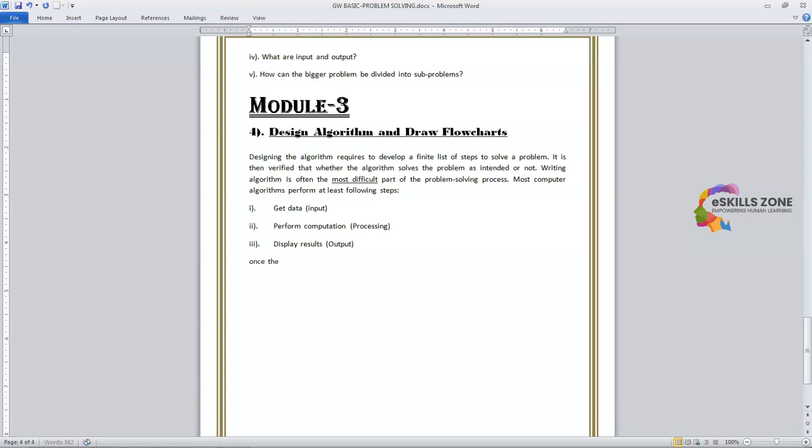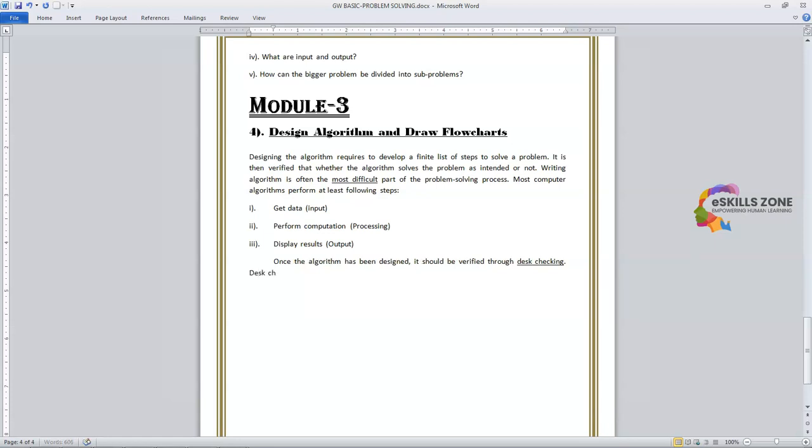Once the algorithm has been designed, it should be verified through desk checking. Well, it's a very important process used to check the designed algorithm for errors.